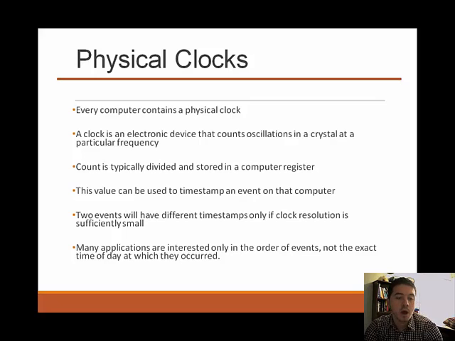Two events will have different timestamps if the clock resolution is sufficiently small. If those two events happen at exactly the same time, then the timestamps of those two events will be the same. Now, many applications in the distributed system environment, or in other environments, are only interested in the order of events and are not interested in exactly what time the event happened, but they are interested particularly in whether this event happened before another event or at the same time as this event.